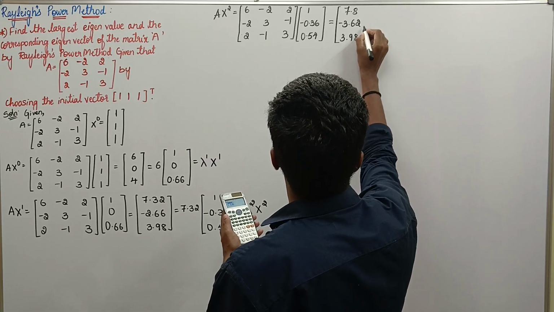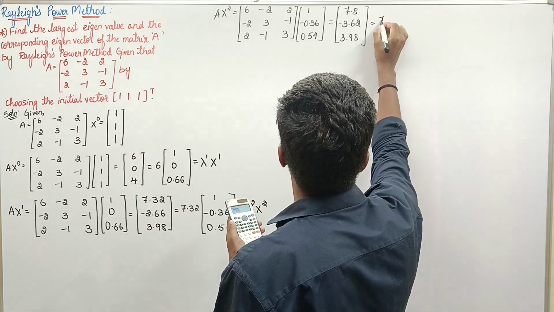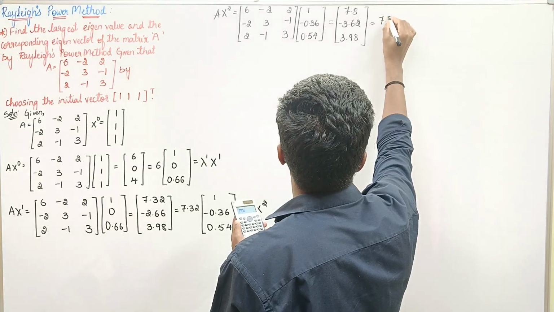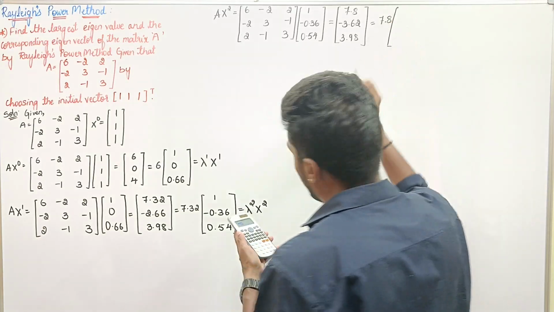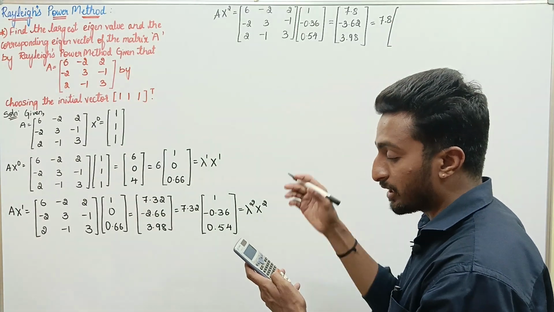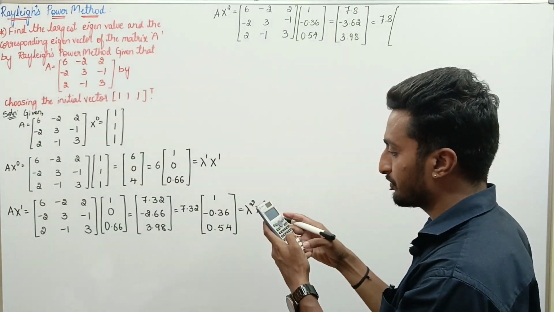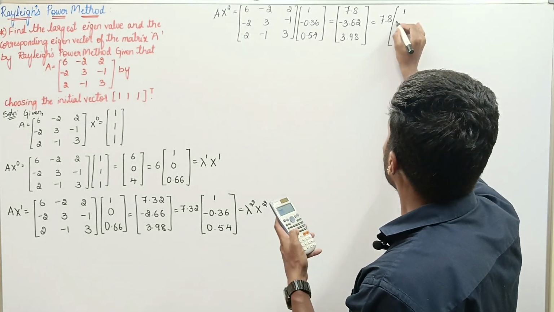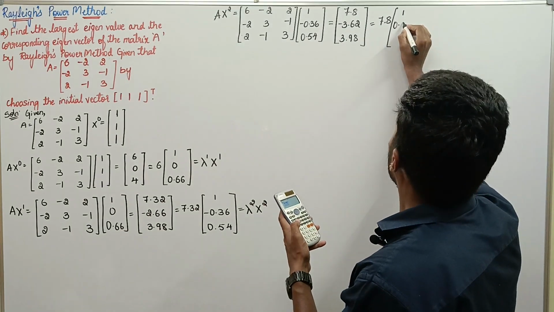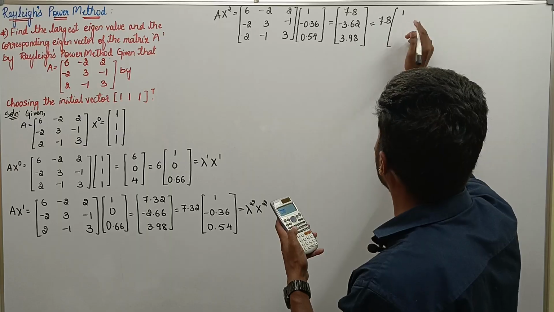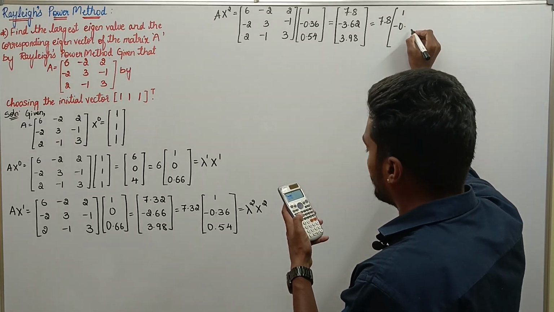and 3.98. Then which is the largest eigenvalue? 7.8 is the largest. Just divide the matrix you have got by the largest eigenvalue, that is 7.8. You get -0.46, -0.46.